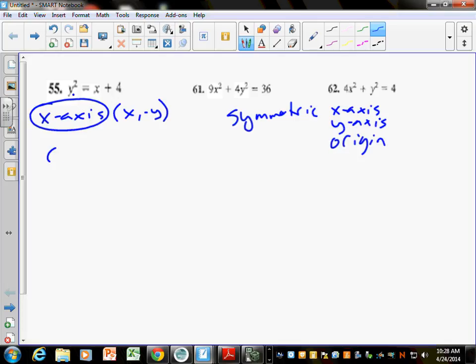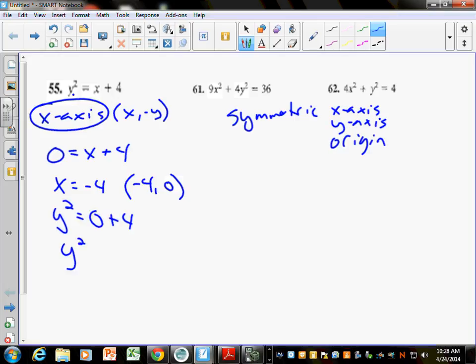So on this one, if you plugged in 0 for y, you would get x equals -4. That's an x-intercept of -4, y is 0. You could write it like this. If you were finding the y-intercepts on this, you actually get two answers, because you get y squared equals 4, so y equals plus or minus 2, which is why it's symmetric, because you get two answers. That would be 0, plus or minus 2. You don't have to graph these, but that's how you do x and y-intercepts.